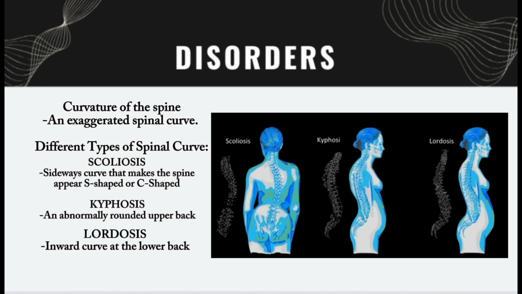Next is the curvature of the spine. It is an exaggerated spinal curve. As we can see in the picture, there are different types of spinal curves. First is scoliosis. We are all familiar with the word scoliosis, right? Scoliosis is the sideways curve that makes the spine appear S-shaped or C-shaped. Next is kyphosis. It is an abnormally rounded upper back. And lastly is lordosis. It is the inward curve at the lower back.